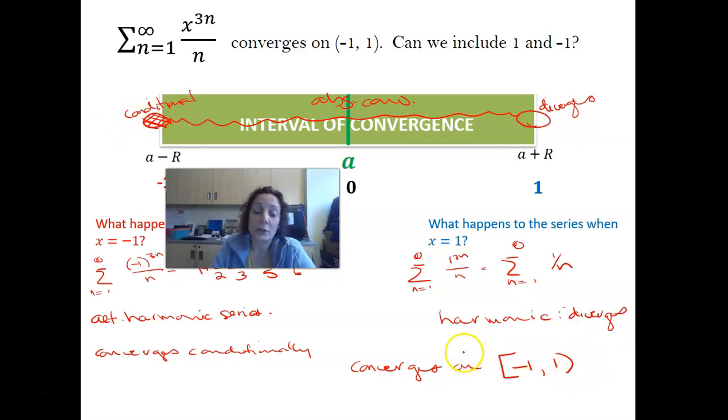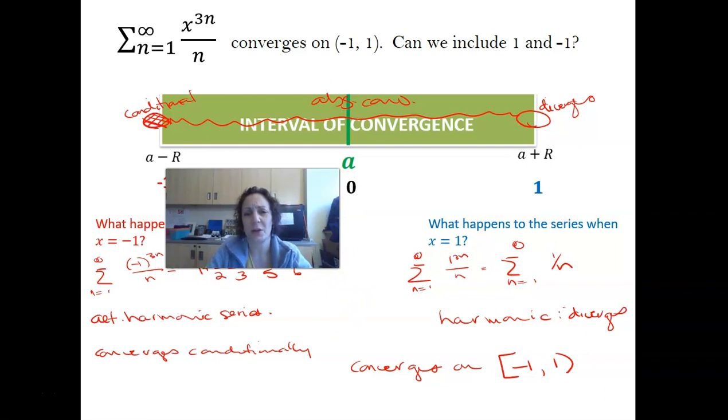Okay. A lot of times they ask this question in three parts. They say, where does it converge absolutely? Where does it converge conditionally? And then where does it converge? So if they say, where does it converge absolutely? Well, the only place that happens is -1 to 1, not including. Where does it converge conditionally? Well, that's only at one single point. It converges conditionally at x equals -1. If you put those two together, that's your, in general, interval of convergence.